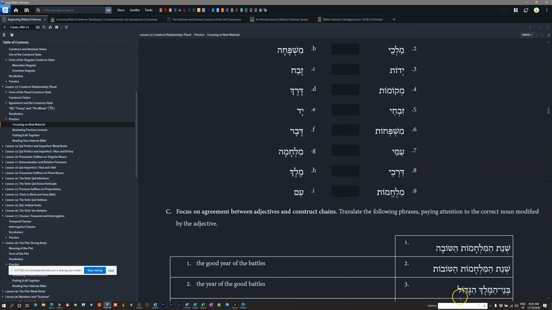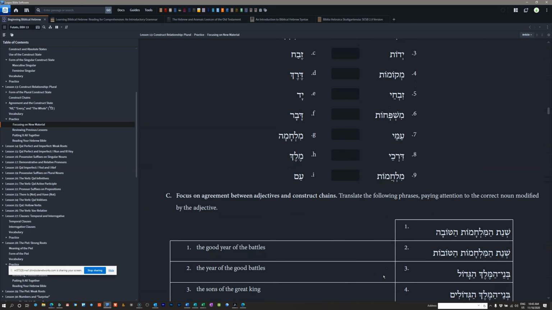So to translate this out, I would first start with my construct translation, the sons of the king, and then insert your adjective where appropriate. Since Hagadol matches Hamelech, they're both definite. It's going to be an attributive adjective. We're going to get the sons of the good king. And as we scroll up, or I'm sorry, the great king. Tov would be good. Hatov would be the good king. Hagadol, the great king. All right, the sons of the great king.